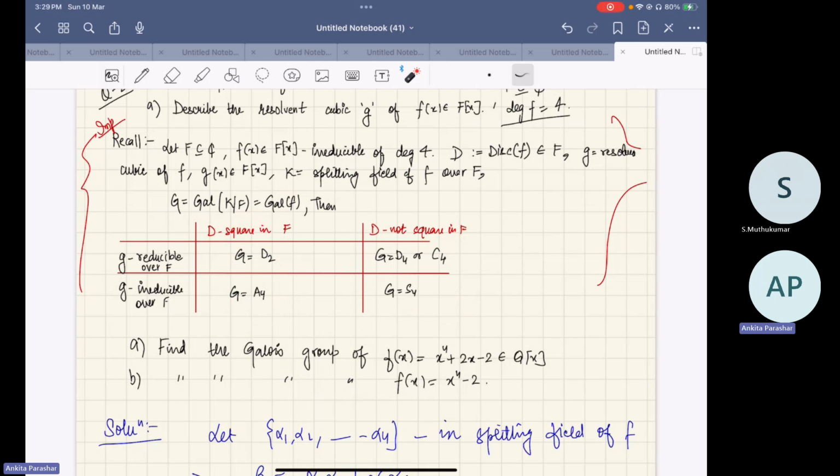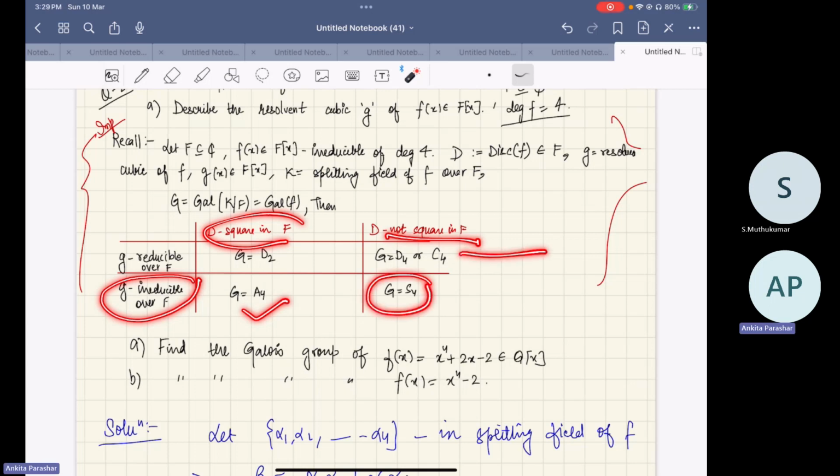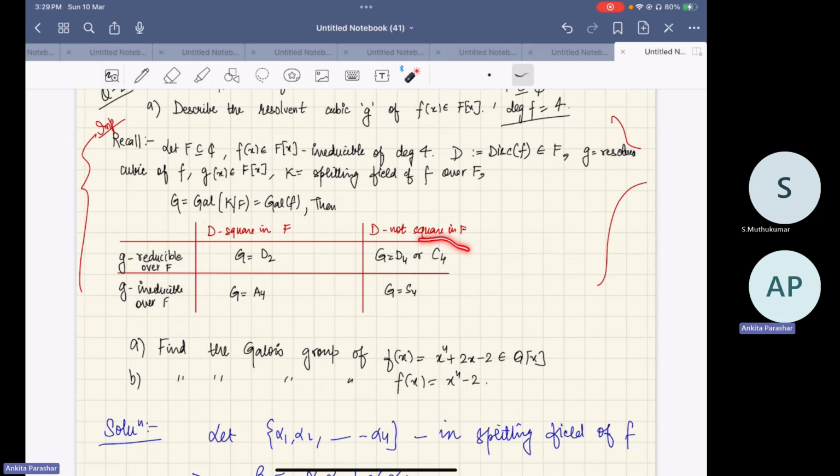But that also gets clear once you know the resolvent cubic. If your resolvent cubic is reducible and D is a square, then you have only one possibility for the Galois group. For irreducible and D being a square, a unique choice. D being non-square, again a unique choice. But here we don't know the choice; here there are two choices. But based on the degree of the extension, they are also clear, because one has degree 8, one has degree 4. So I think this table itself distinguishes all the possible cases for a degree 4 polynomial.